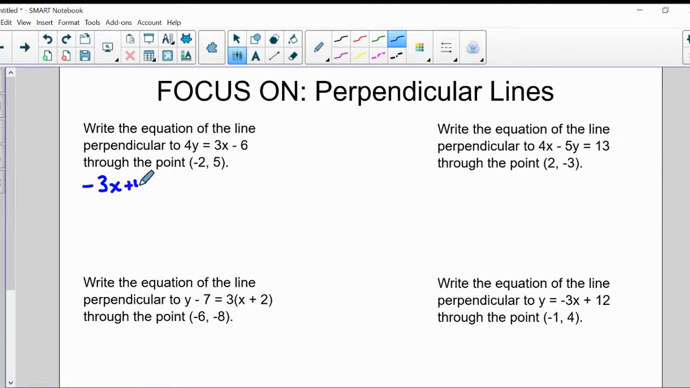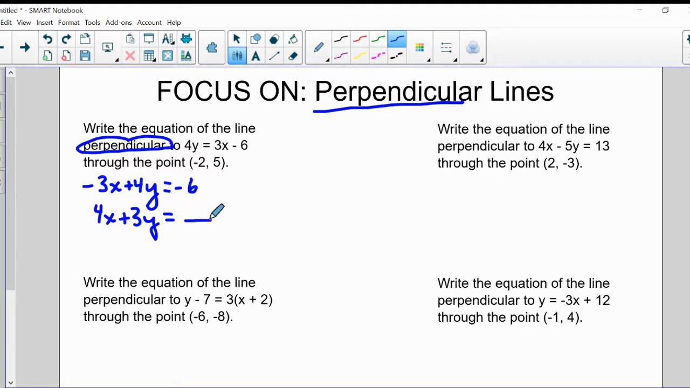Okay, perpendicular lines. Negative 3x plus 4y equals negative 6. Now, with a perpendicular situation, what I'm going to do is flip the coefficients. So I have 4x and then plus 3y equals some number. Notice that I change one of the signs. So now I'm going to plug in negative 2 here and 5 here. So I get negative 8 plus 15, and I get 7. That's my final answer.